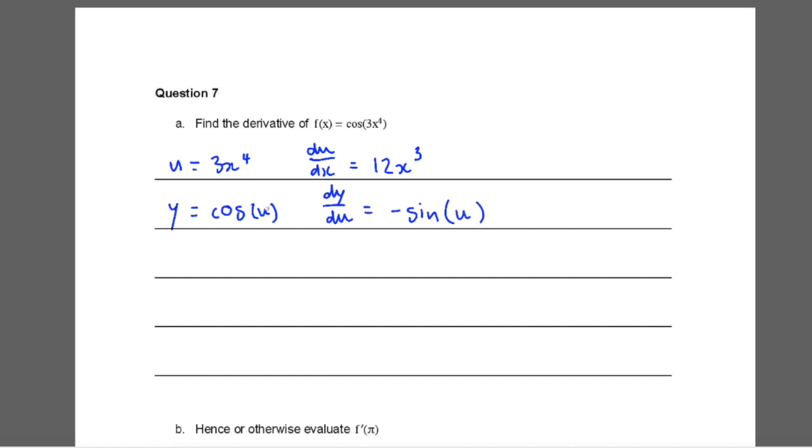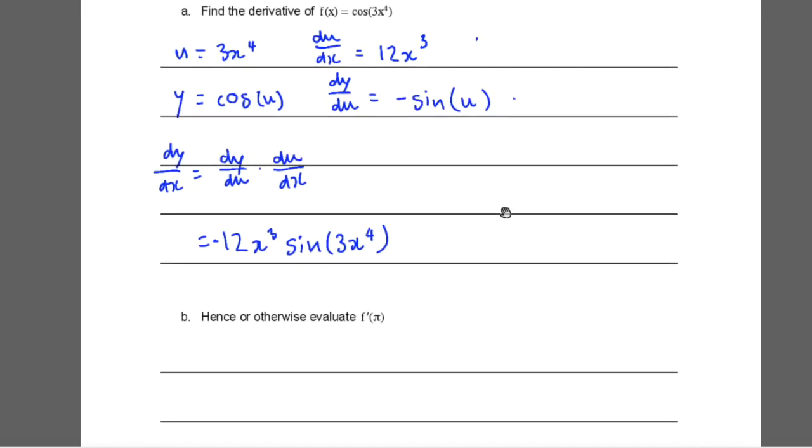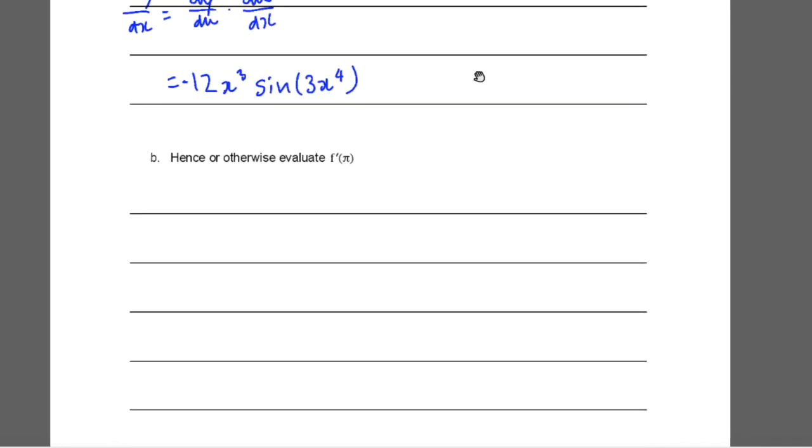Okay, so therefore our answer is, using the chain rule, dy dx equals dy du times du dx. That's going to give us negative, so it's going to give 12x cubed. So it's this times this. And this negative, I'm going to bring it at the front here. So it's going to be negative 12x cubed times sine of 3x to the power of 4, which was just our u term.